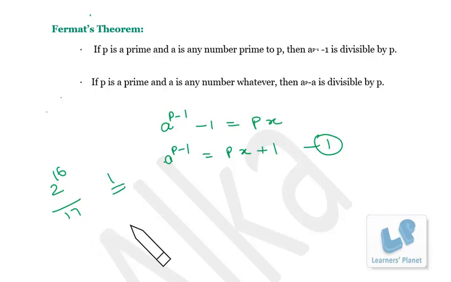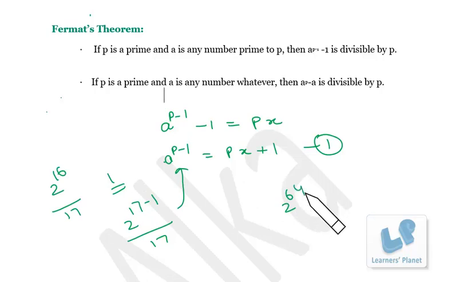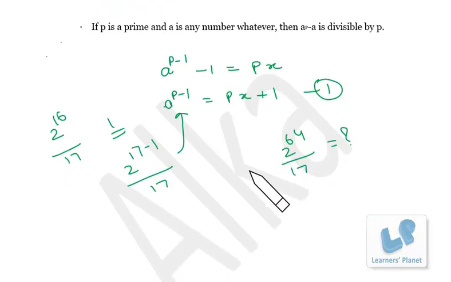Precisely, 2 raised to 16 is basically 2 raised to 17 minus 1. So you can compare. And 17 is a prime number. So 2 raised to 16, if divided by 17, the remainder will be 1. Now suppose you have a very big number. Instead of 16, suppose you have 2 raised to 64. So 2 raised to 64 divided by 17, what will be the remainder? We can reduce this to this.